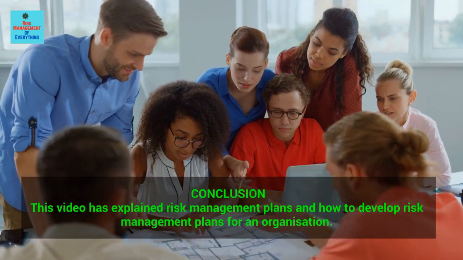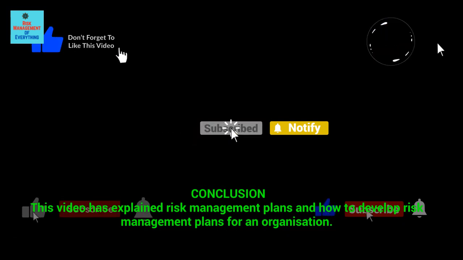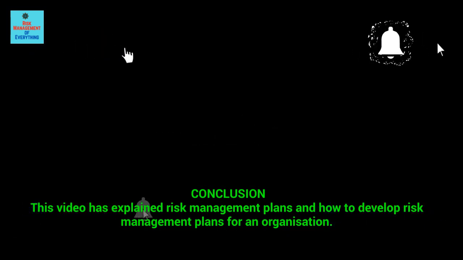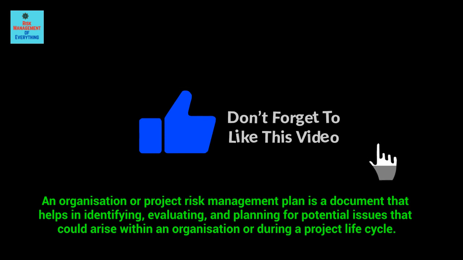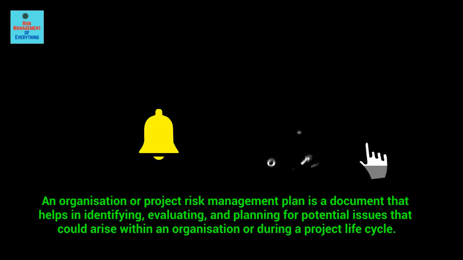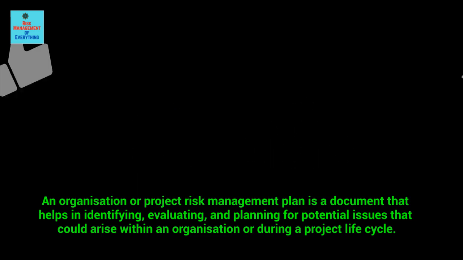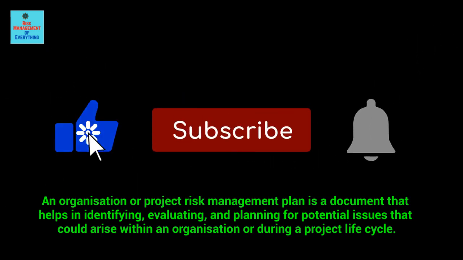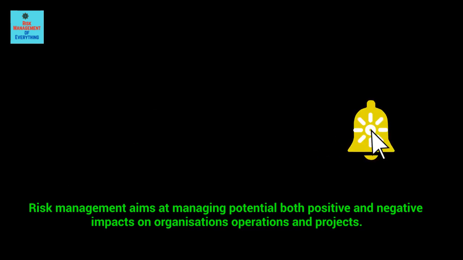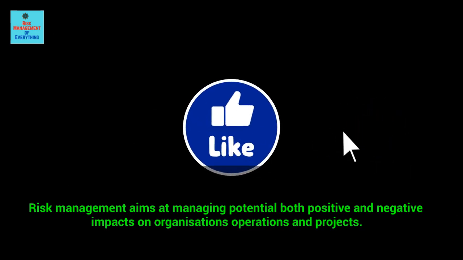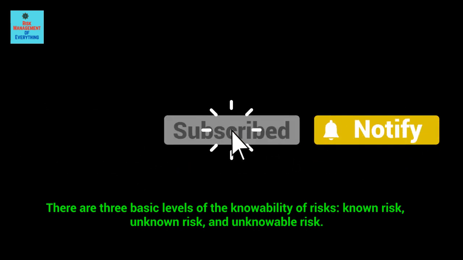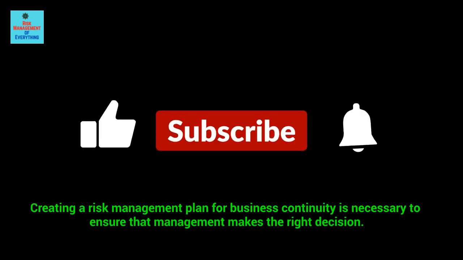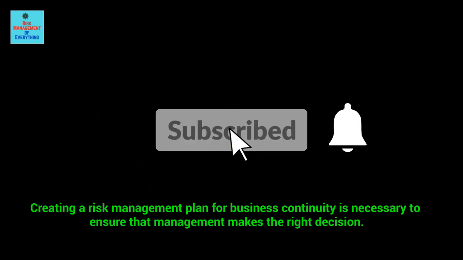Conclusion. This video has explained risk management plans and how to develop risk management plans for an organization. An organization or project risk management plan is a document that helps in identifying, evaluating, and planning for potential issues that could arise within an organization or during a project life cycle. Risk management aims at managing potential both positive and negative impacts on organizations' operations and projects. There are three basic levels of the knowability of risks: known risk, unknown risk, and unknowable risk. Creating a risk management plan for business continuity is necessary to ensure that management makes the right decision.